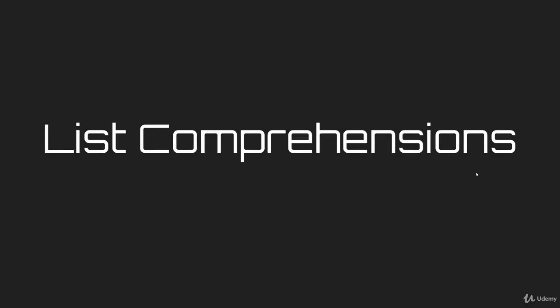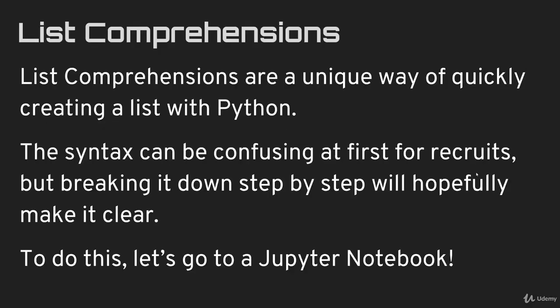Welcome back. Let's now discuss list comprehensions. List comprehensions are a unique way of quickly creating a list with Python. They basically allow you to build out lists using a different notation, essentially allowing you to create a one-line for loop built inside of list brackets.